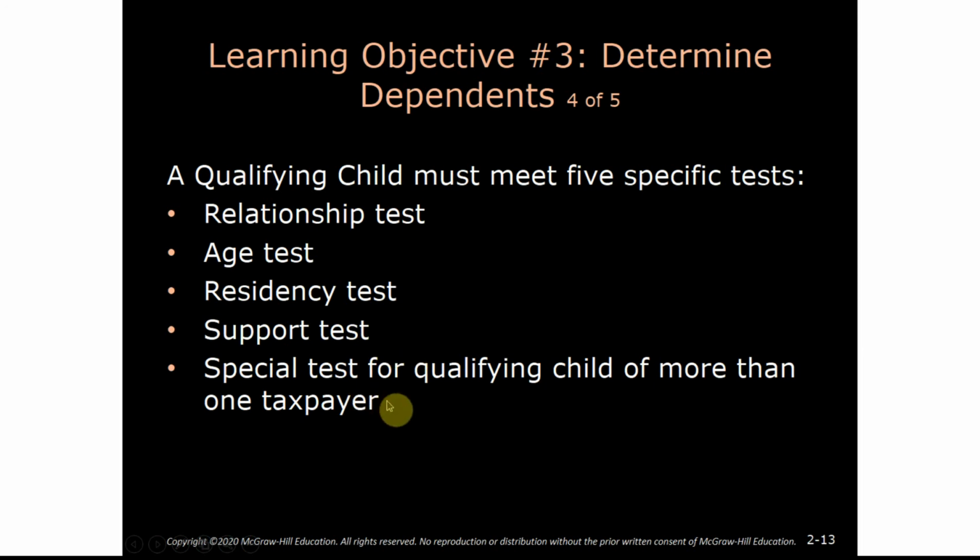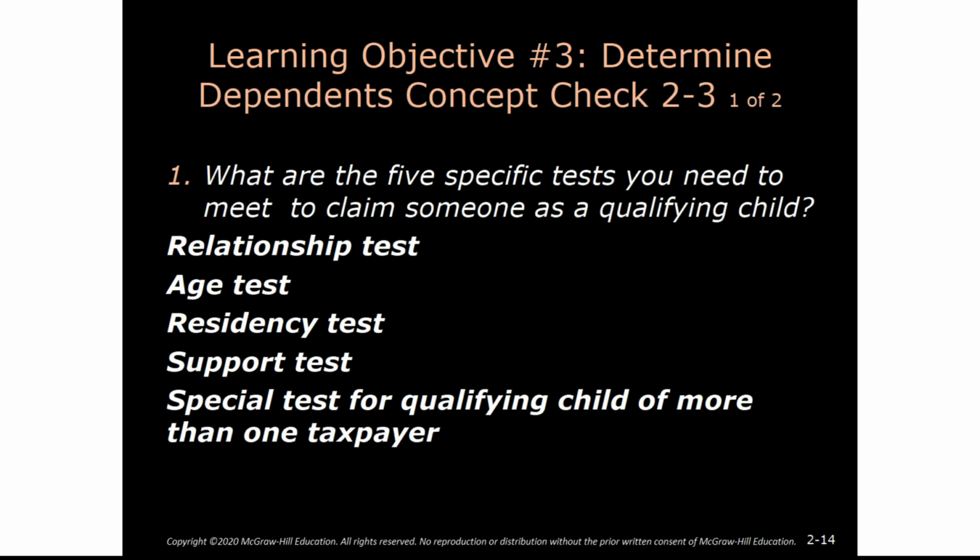And then a special test for a qualifying child of more than one taxpayer. This comes up sometimes with married or formerly married couples that are now divorced, and they're negotiating to see who can claim the child as a dependent. There are some tests listed in the text that you can look at to determine who would be able to claim the child when more than one person provides support. For example, if only one of the people is the child's parent, then because they're the parent, they would get to claim the child as a dependent and get the tax benefit.